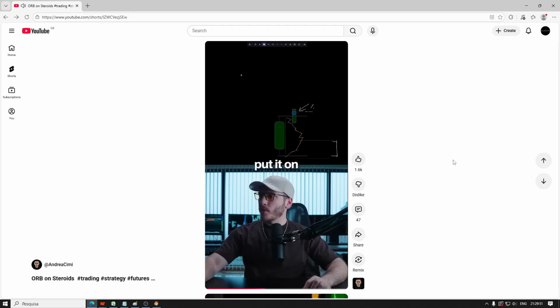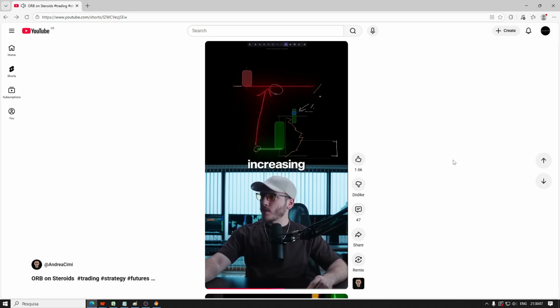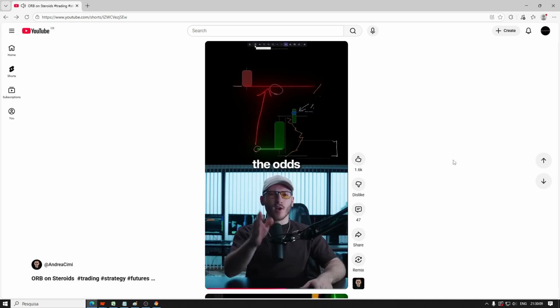And the second way to put it on steroids is just to select the opening range breakouts, where for example this is the open of the previous session, but for example the previous session closed here. And whenever there's a gap between the close of the last session and the current one, there's a 70% chance that the gap will be filled. And once more, this is increasing your win rate. So it's very selective, but the odds are stacked in your favor.